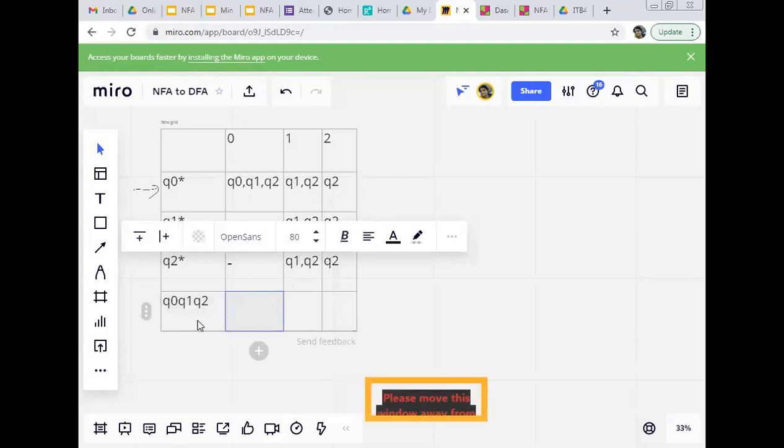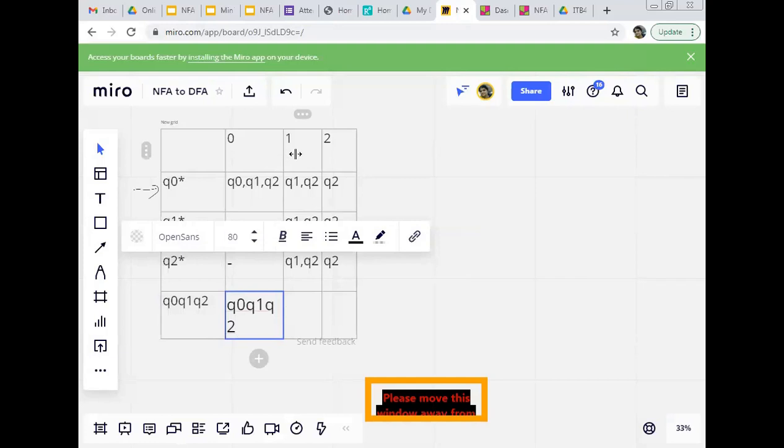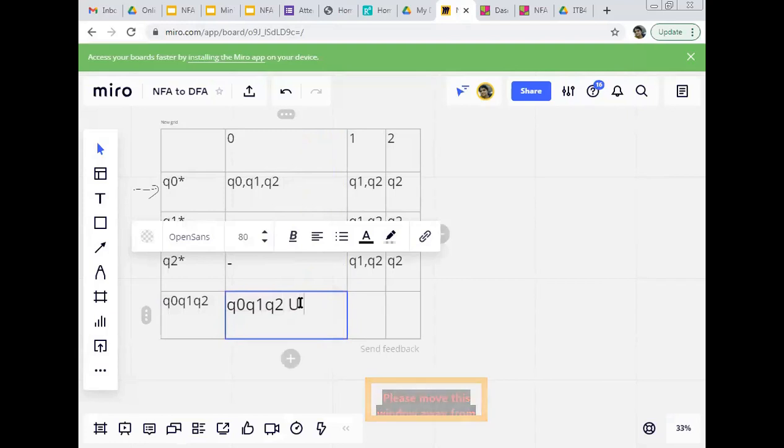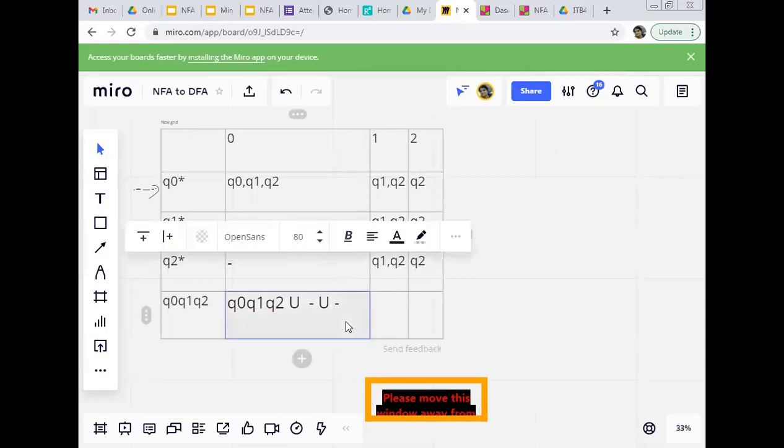So what will it be now? Q0 on 0. What is Q0 on 0? It is Q0, Q1, Q2. And then after that, union. Q1 on 0. What is Q1 on 0 in this? It is null. So next, union, null. I can't write null here, so I'm writing a dash. So what will be my answer now? Q0, Q1, Q2, union, null, union, null. What is the answer?